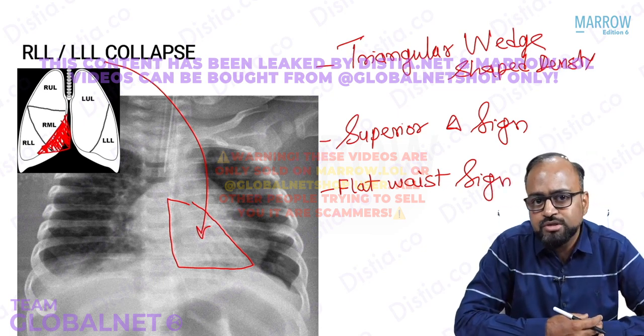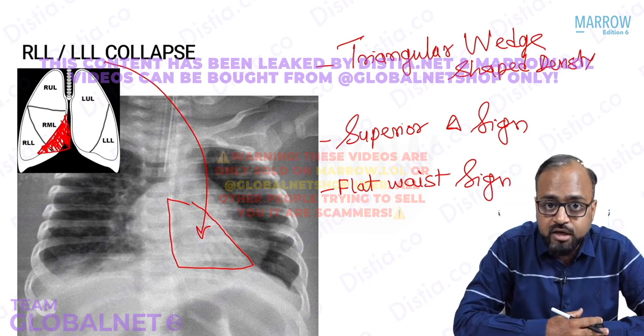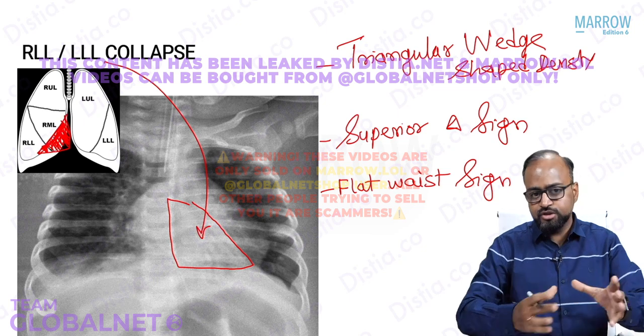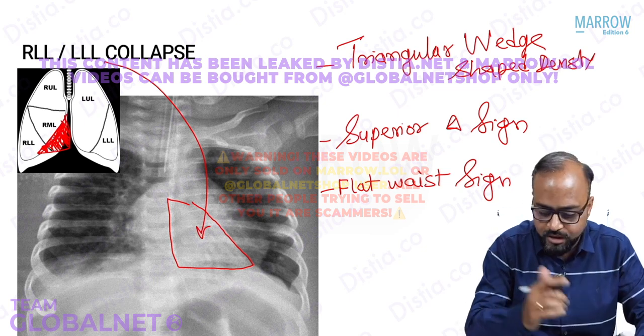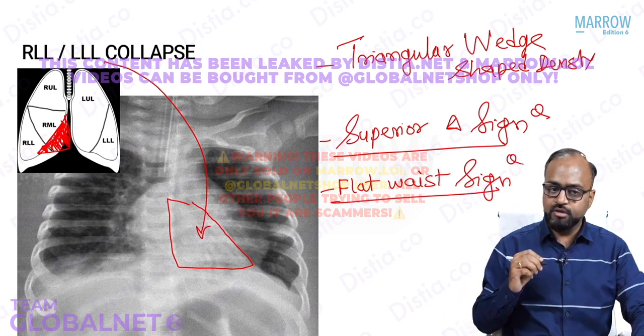The flat waist sign is usually seen in extensive collapse of the lower lobes. It is a flattened contour of the aortic knuckle, remember, because of the change in orientation of the mediastinal structure secondary to lobar collapse. So superior triangle sign and flat waist sign, both of them are seen in lower lobe collapse.